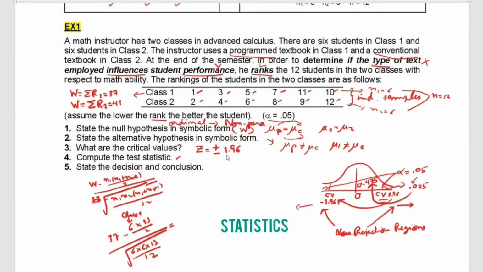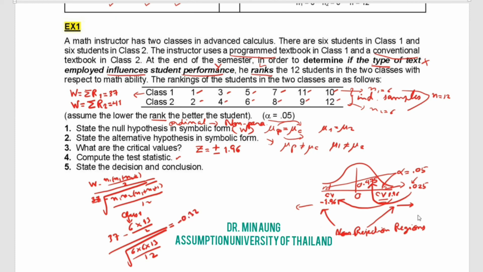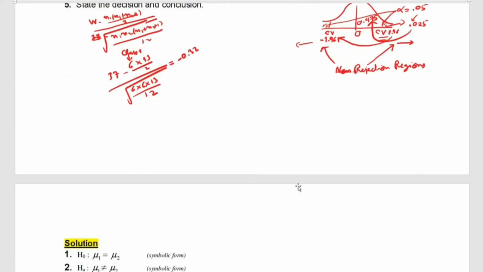Now your test statistic is not in the rejection region. This is not very far from 0. Maybe this is negative 0.32. This is in the middle, near to 0, then critical values. Therefore, you cannot reject H0. Now you check the answers.